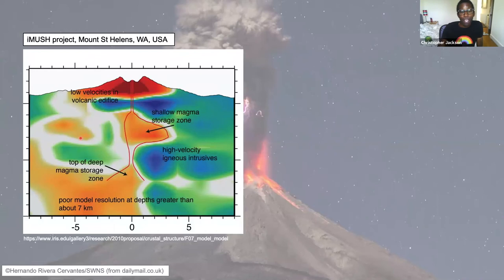Helens. Where the sound waves are going slower is in red, and where they're going quickly is in blue. So what does this image mean? It probably means that where we've got red in here, we have this labeled shallow magma storage zone. This is where we don't really have rock. We have what we call a magma mush.